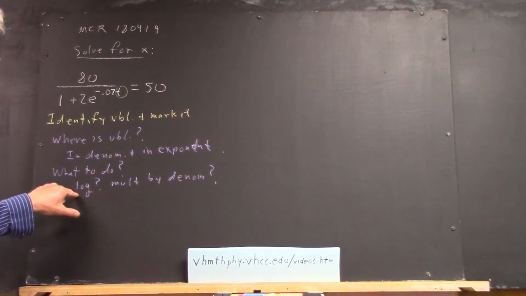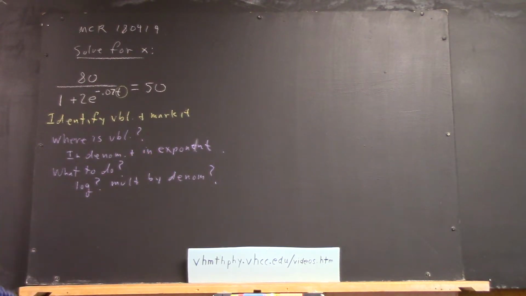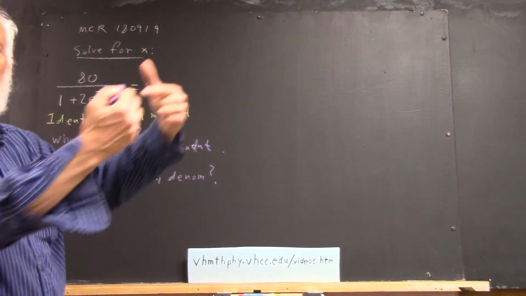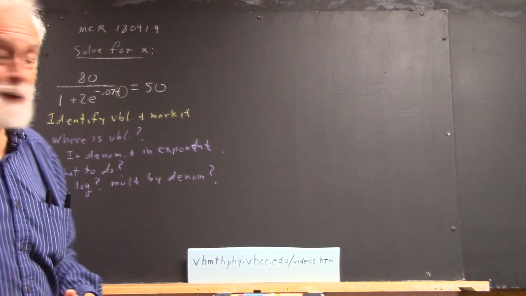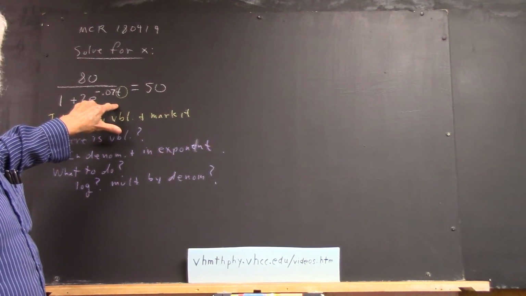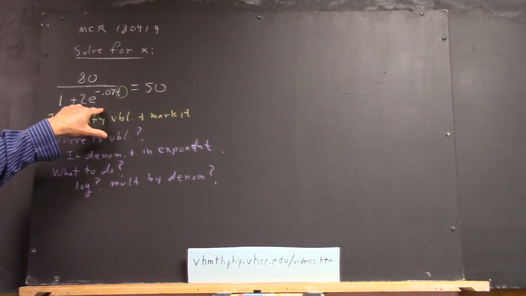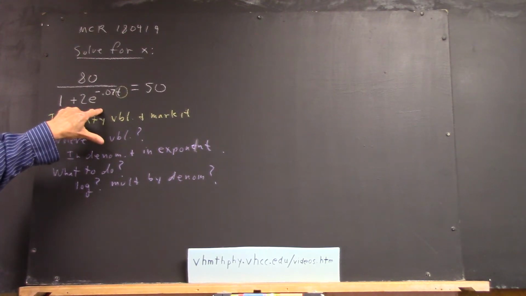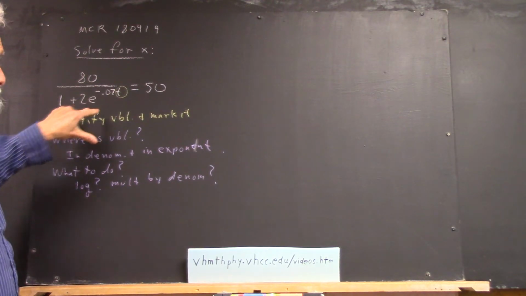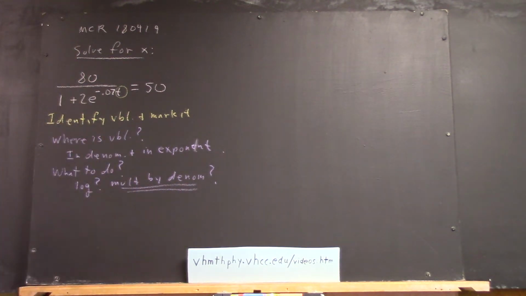We're going to eventually have to do a log because our variable is in the exponent, right? But we're not in the form that allows us to do that. It's got to be the base to a power equals something, right? So we have to get this 2e to the negative 0.07t term isolated on one side with all the other stuff on the other side. We're not up to the point where we can do that, but if we multiply both sides by the denominator, we'll get there pretty quickly and easily. We choose to multiply by the denominator because if we try to do a natural log of both sides, it's not going to do us any good.